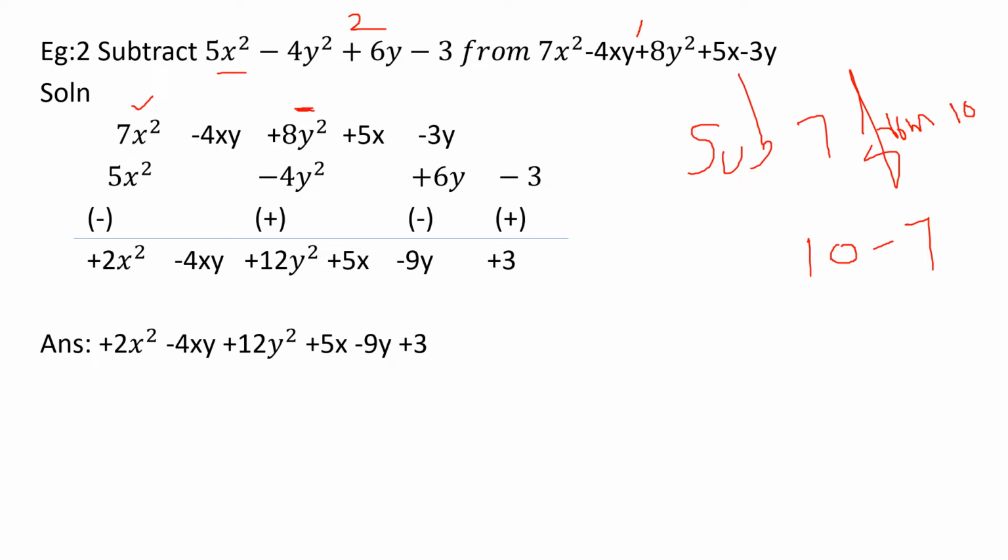Below this 8y square. Next 6y. Whether any y term is there? Yes, here you have y term. So write down the 6y below this minus 3. Next constant term. So whether any constant is there in the first equation? There is no constant term in the first equation. So we'll write it at the last. Okay, since in the first equation there is no constant term, we'll write it separately, minus 3.